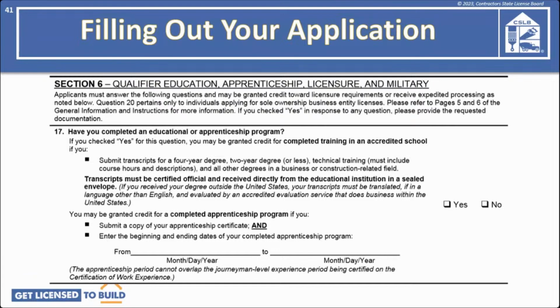The credit is not on a year-to-year basis, meaning if you have a 2-year college degree, you won't necessarily be granted 2 years of credit towards your experience requirement. You may qualify for this credit regardless of when you completed your education. The 10-year time frame does not apply to education. You may also apply for this credit even if your education was received out of the country. If your degree is in any language other than English, it must be translated and evaluated by an accredited evaluation service that does business within the United States.